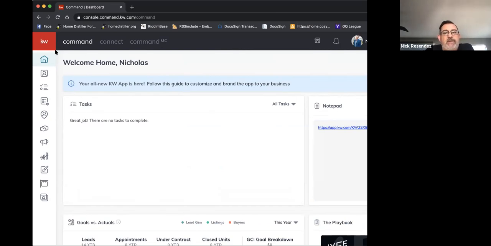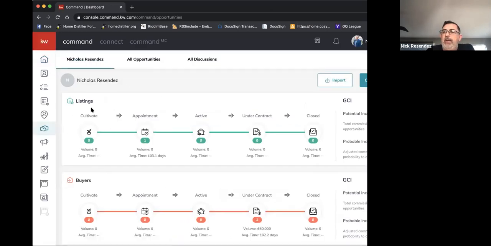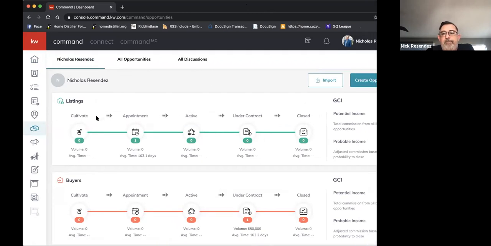Here's our home screen. If I go down to opportunities, right? Opportunities. When you click on opportunities, here's where you have your pipeline. Okay, so as you put deals together, you should be moving along the pipeline process for a lot of reasons. I mean, you want to collect data around your own business. You want to see what your conversion rates are. And then, like I said, your transactions are going to live in here.